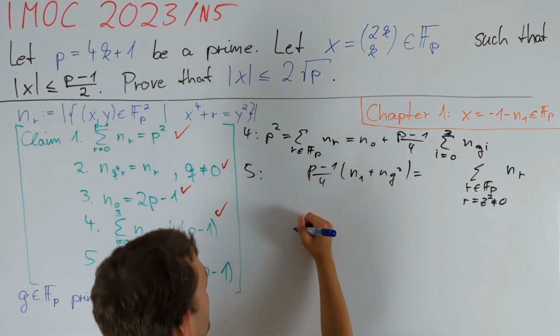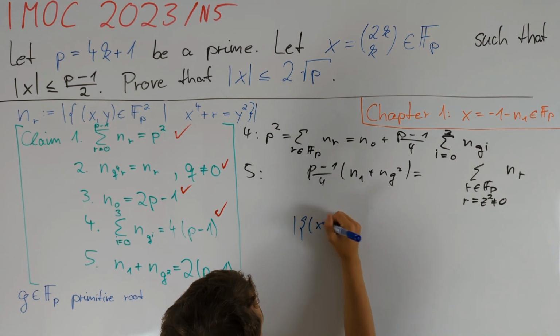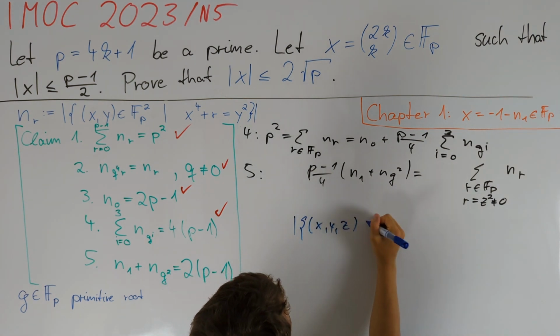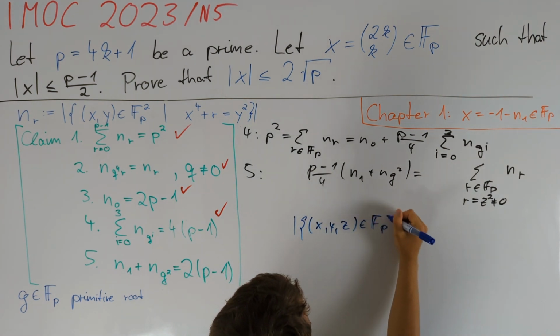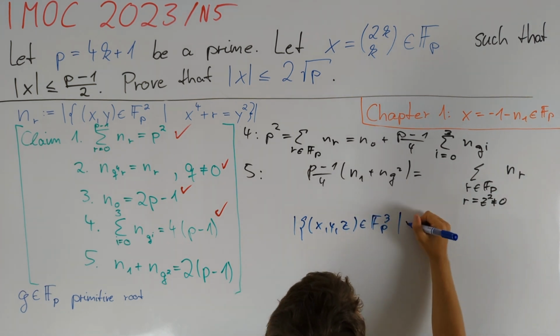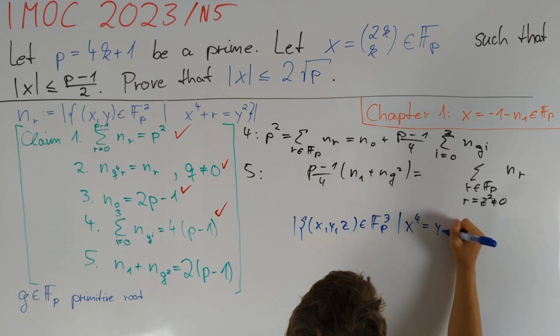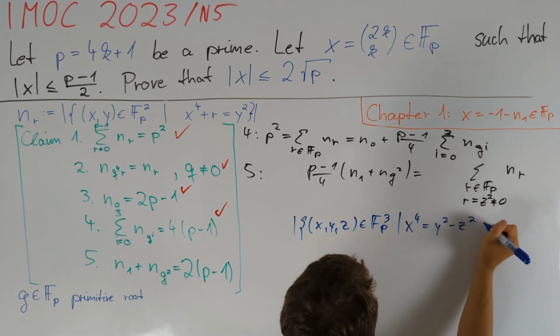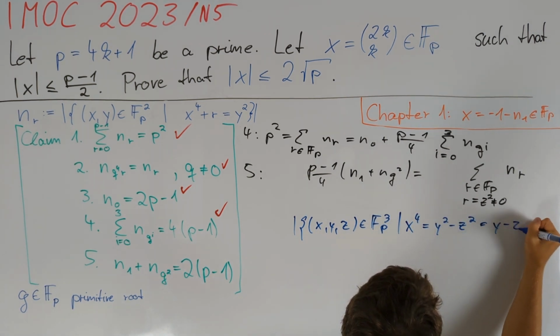This observation allows us to count the number of triples x, y, and z in Fp cubed, such that we have x to the power of 4 plus z squared equals y squared, or x to the power of 4 equals y squared minus z squared, which equals (y minus z)(y plus z).